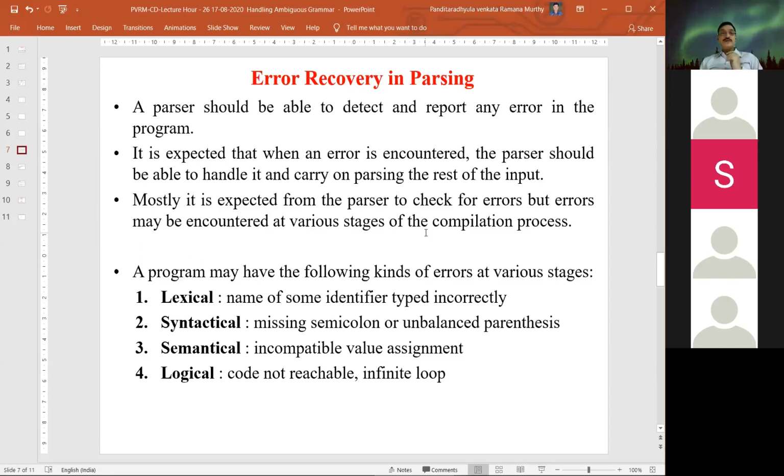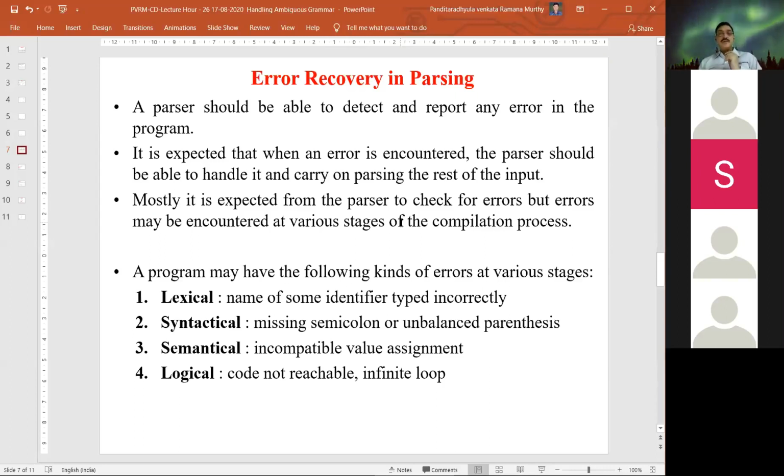What are the two things? One is that an error can happen at any stage. What is the other thing? Whenever it identifies any error, it has to report it and carry on with the rest of the statements. Okay, these two things should be performed by the parser. The only thing is we have various ways to handle these things.